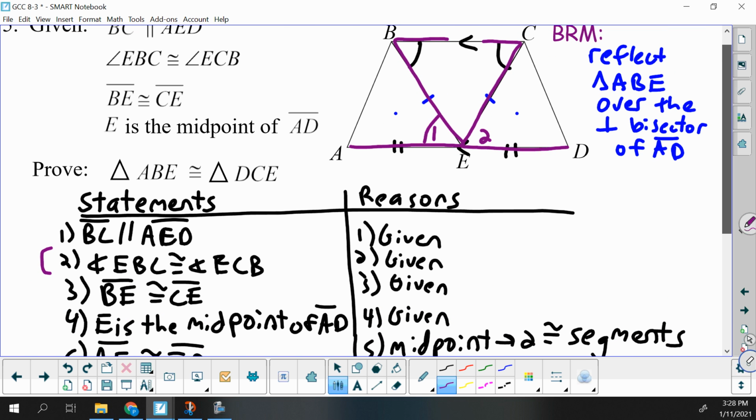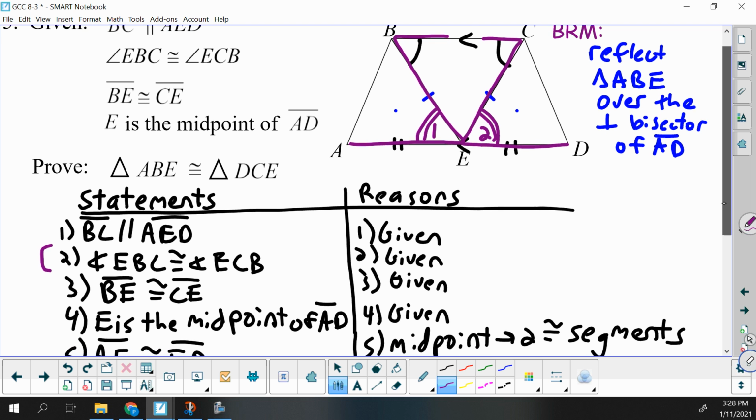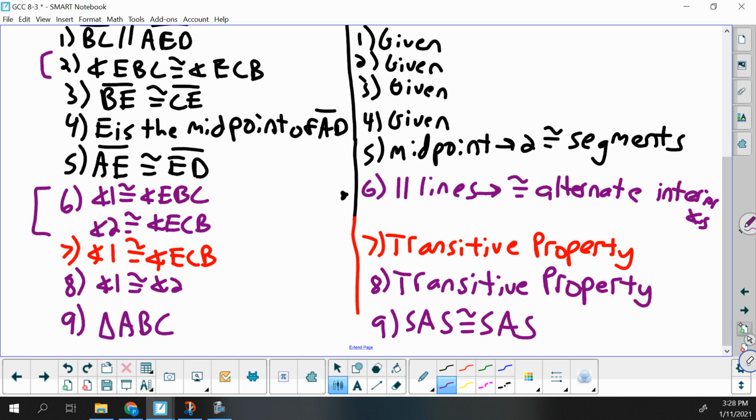So we just said 1 was congruent to 2. Notice that's an angle between the two sides in the picture. So that means we will have side angle side congruent to side angle side. And our statement will just be the two triangles that we wanted to get congruent. So triangle ABE is congruent to triangle DCE. So that one is definitely a more complicated one, and the most complicated of the ones that we looked at today.